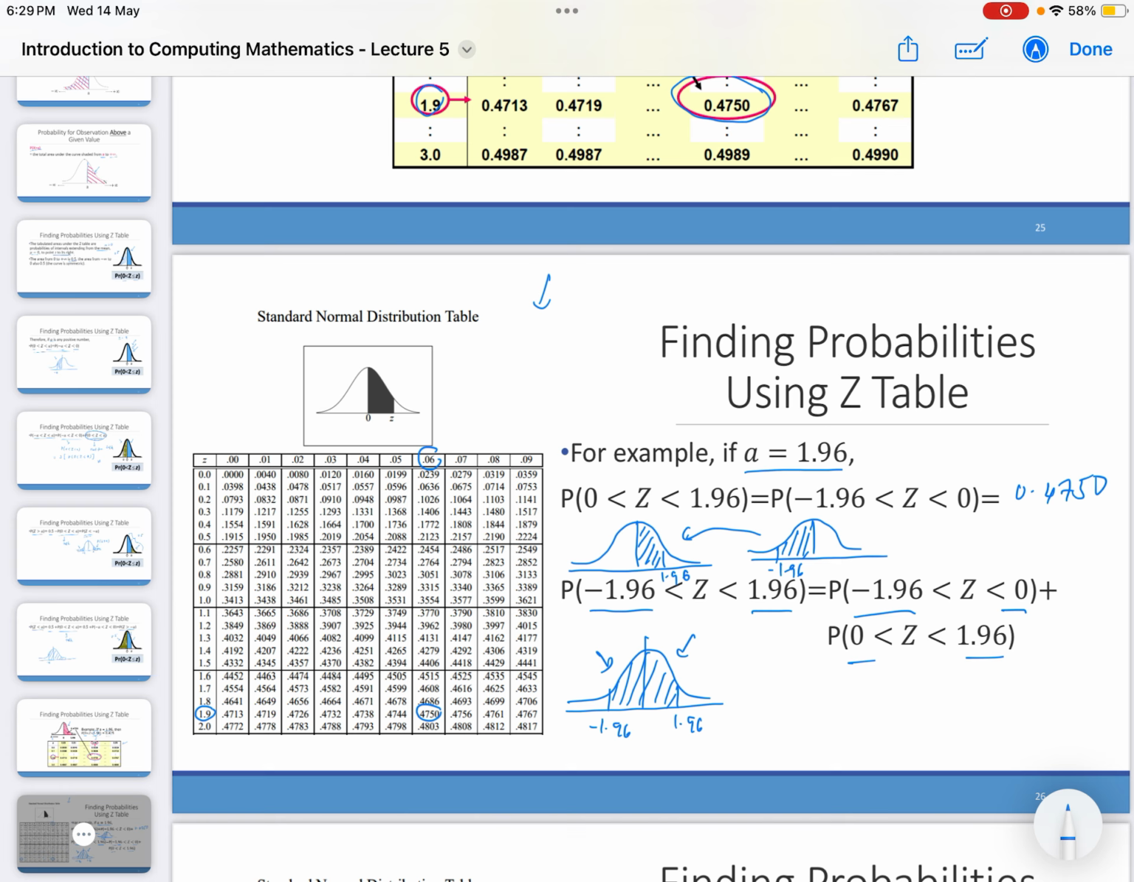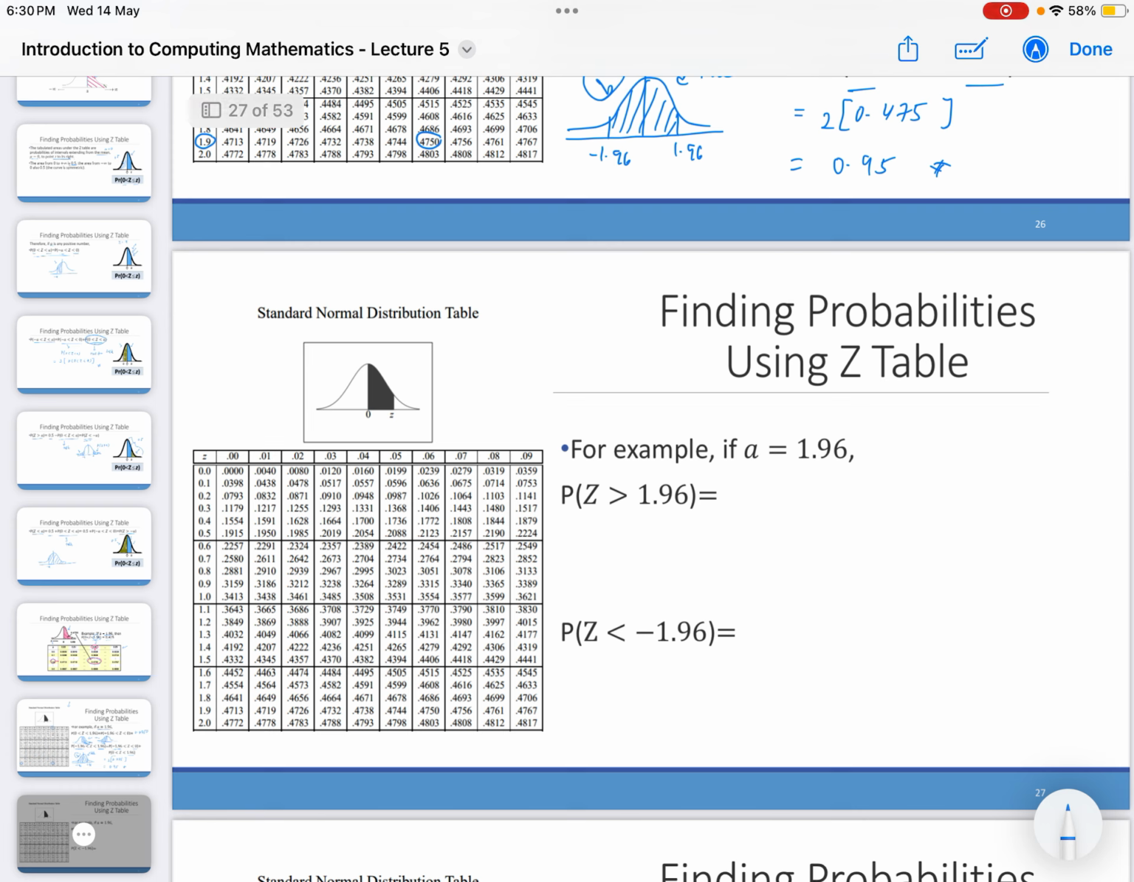Okay, and then the second part, this one we can get from table. And then this one over here is actually the same as the right side. So that's why this one is 2 times the value from the table. And then the value from the table is 0.475. So the answer here is equals to 0.95.